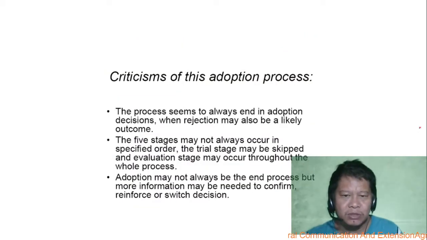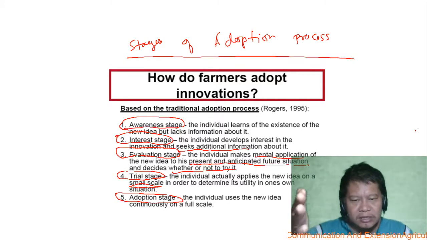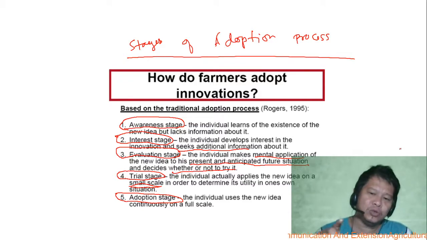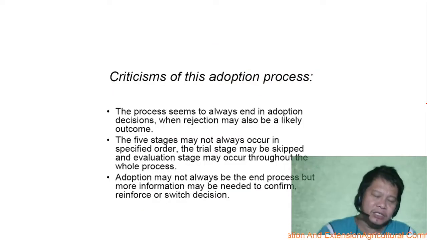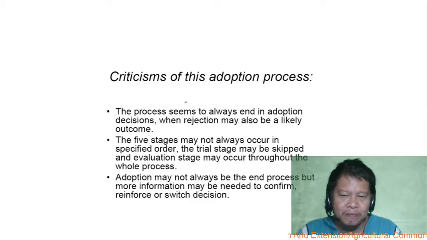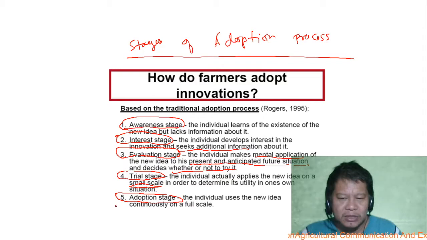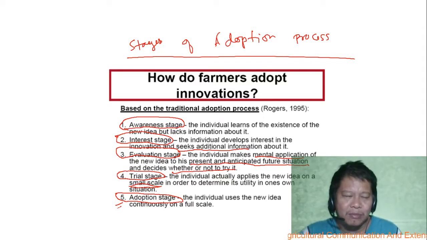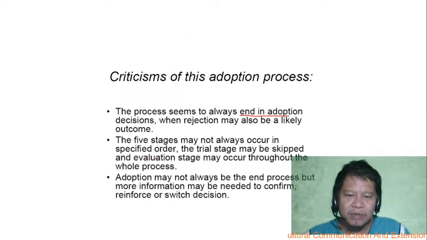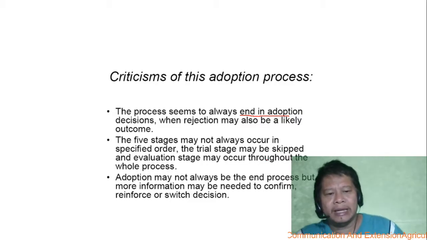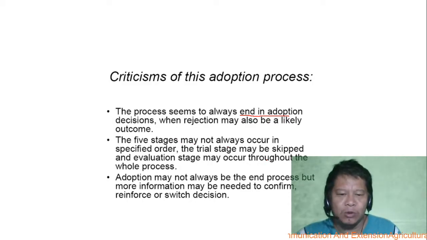So there are some criticisms of this adoption process. Although this is the general view, and usually these are the stages in the adoption process, there are some criticisms. The process seems to always end in adoption, when rejection may also be a likely outcome. After the trial, you may decide not to adopt, because it will not work. The five stages may not always occur in a specified order.